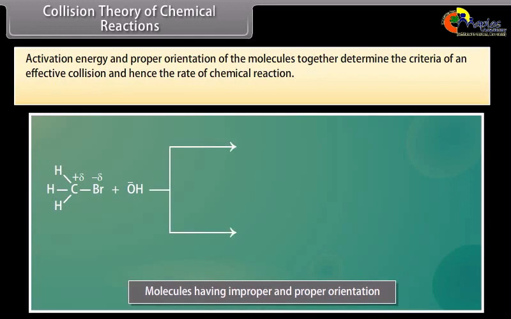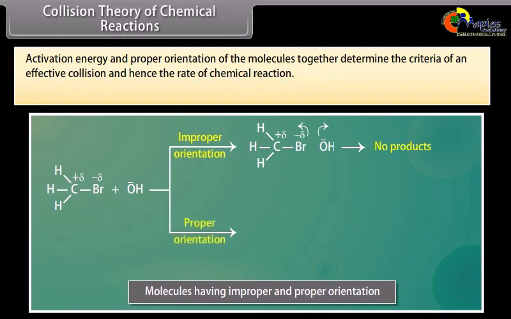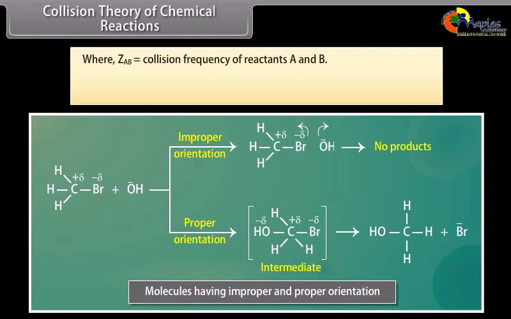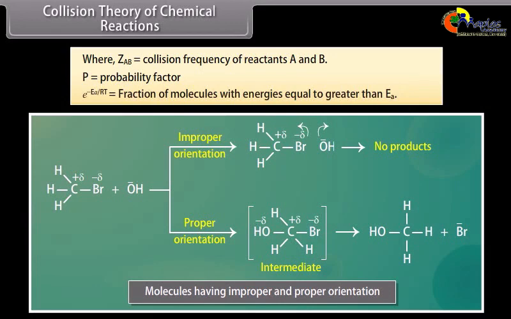Activation energy and proper orientation of the molecules together determine the criteria of an effective collision and hence the rate of chemical reaction. Rate is equal to the product of P, ZAB and e raised to the power minus Ea upon RT, where ZAB is equal to collision frequency of reactants A and B, P is equal to probability factor, and e raised to the power minus Ea upon RT is equal to fraction of molecules with energies equal to or greater than Ea.